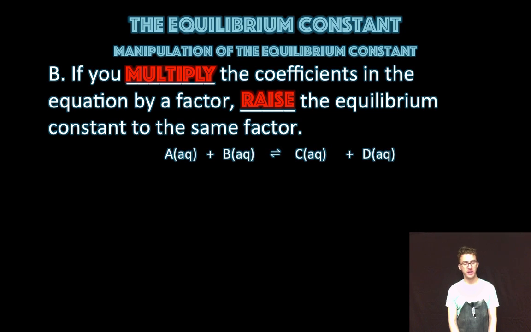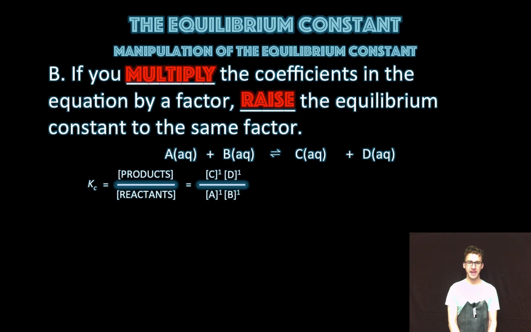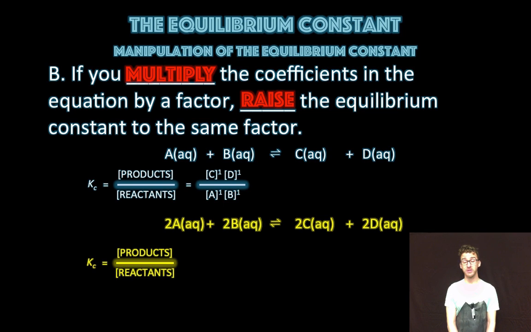Here's my generalized reaction again. Concentration of products over concentrations of reactants, how we define the equilibrium constant. Again, concentrations of C and D to their stoichiometric coefficients over concentrations of A and B to theirs. Notice now I've multiplied that same equation by a factor of 2. My equilibrium constant expression, still products over reactants.